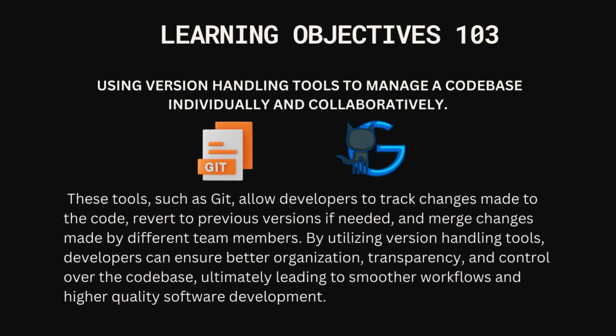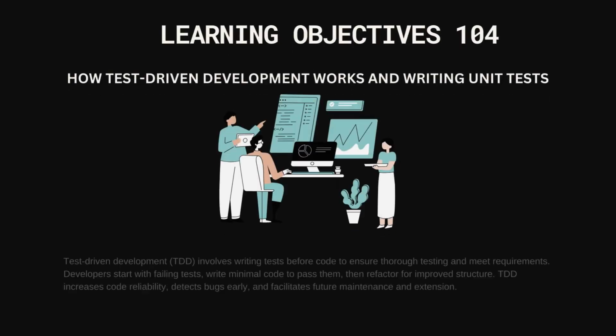And another objective is how to use version handling tools to manage code base individually and collaboratively. So it basically means how to use GitHub, how to manage branches, how to collaborate with your teammates, and those sort of things. So we'll dig deeper into it as well.